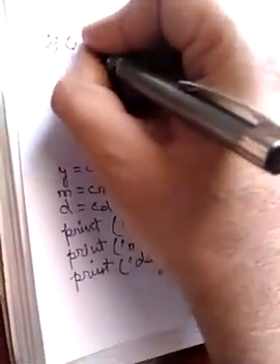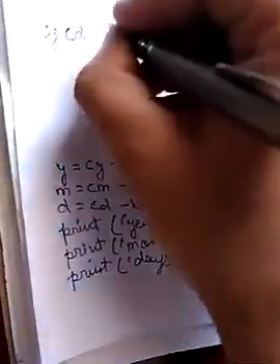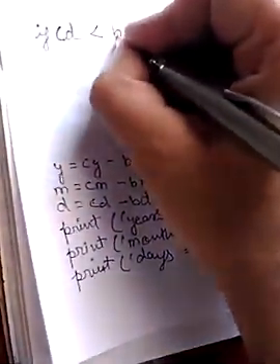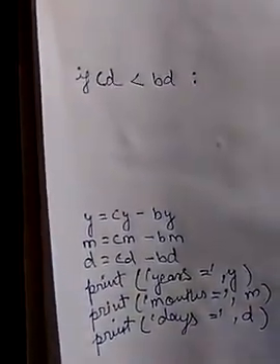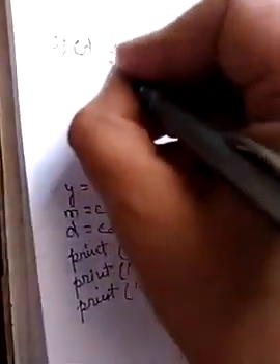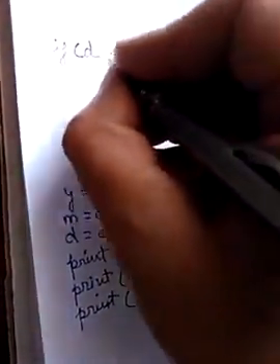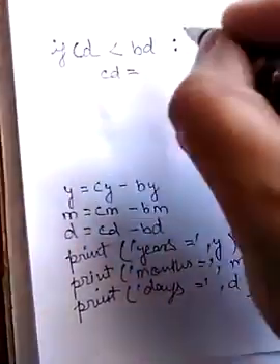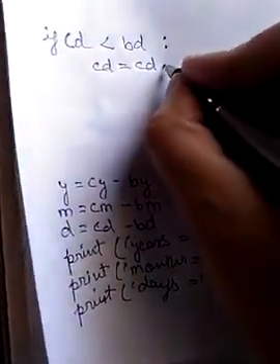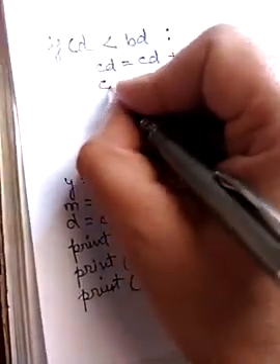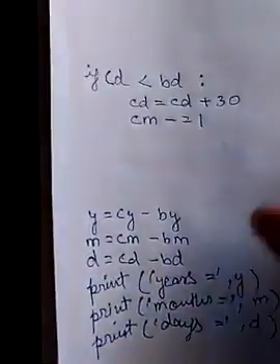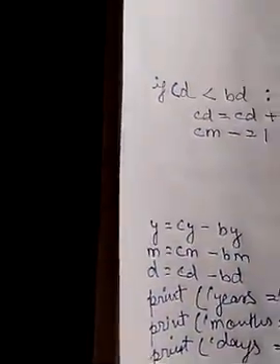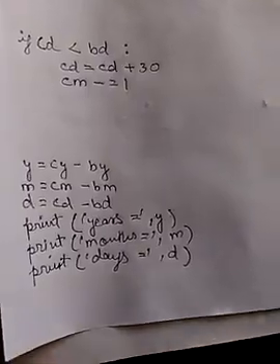If the current date is less than the birth date, then what will happen? What I have told you earlier: add 30 to the current date, that is, current date equals current date plus 30, and current month minus equal to 1. Means we have subtracted one from the current month.